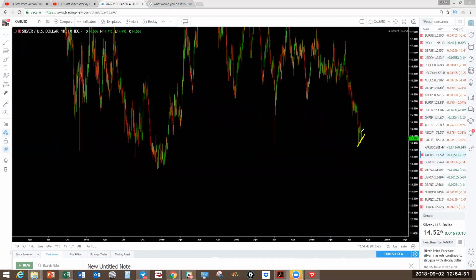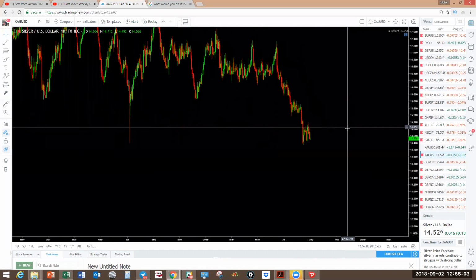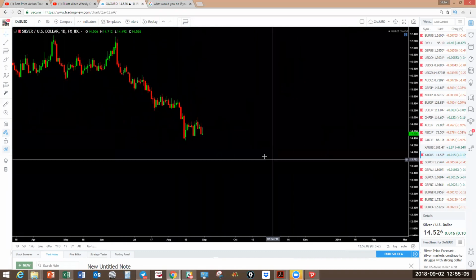So wait for this corrective structure to complete. Okay, you need to understand a complete corrective structure, because you can enter this and it can still give you one more up and then come back down. So silver bearish in the next coming sessions. All right, so this is the daily.